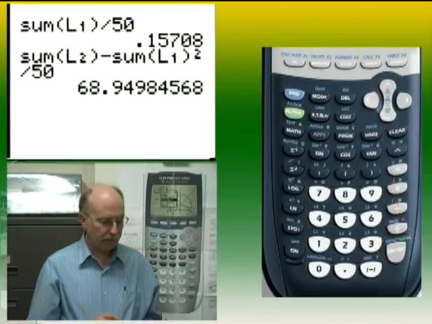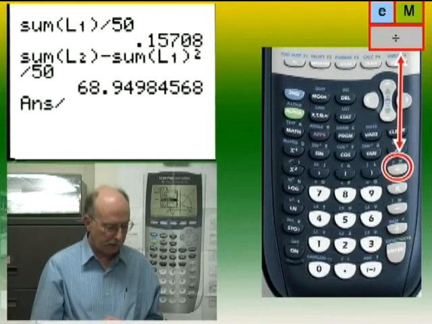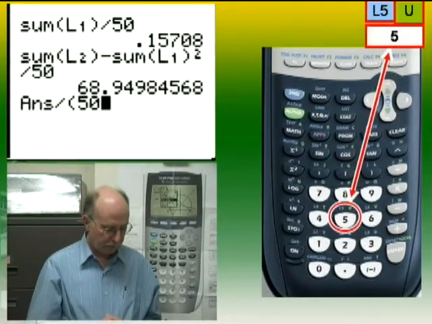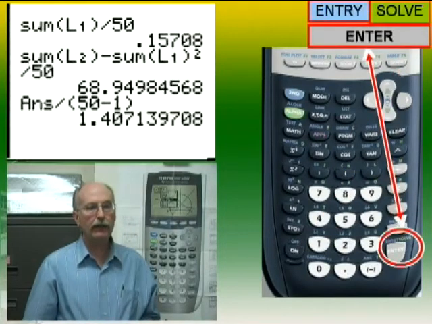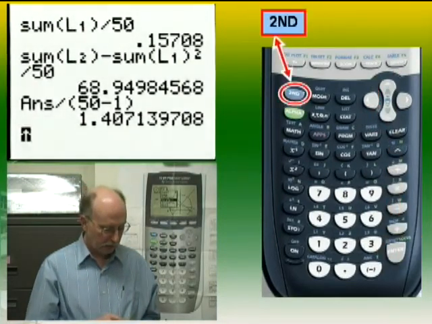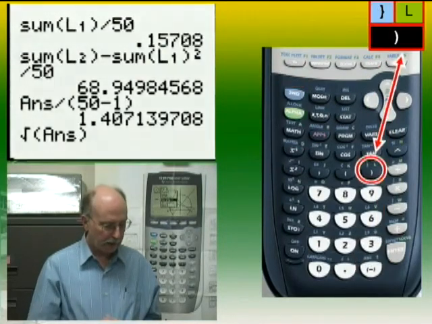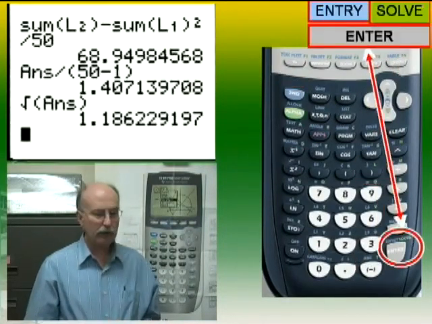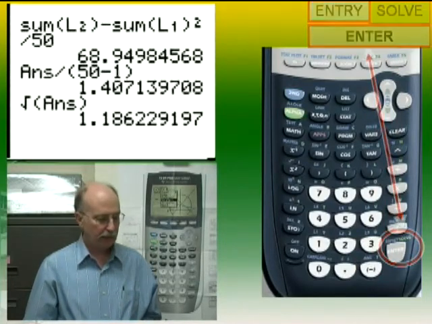We want that number divided by n minus 1. Our n was 50, so in this case we're going to divide it by parentheses 50 minus 1, closing parentheses. So the number under the square root sign is 1.407. We want the square root of that number. We'd hit second square root, second answer to bring our calculation back, closing parentheses, and our standard deviation is 1.186.